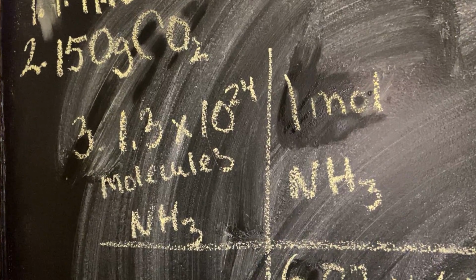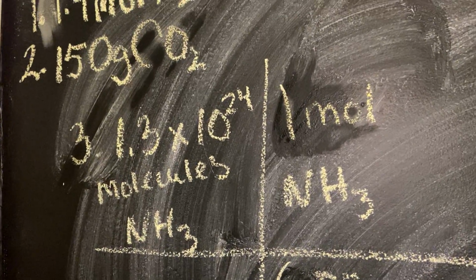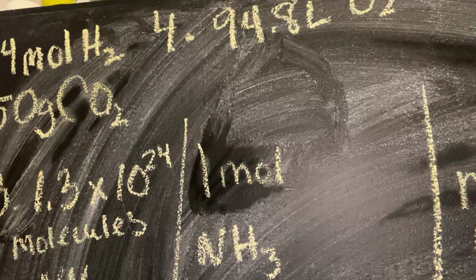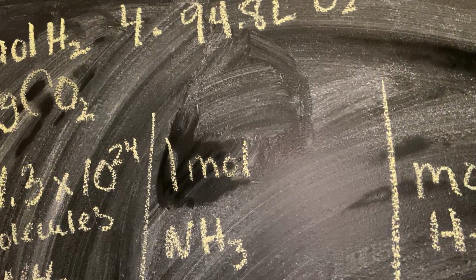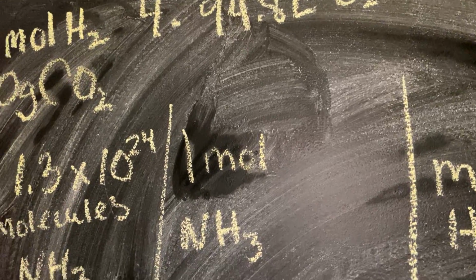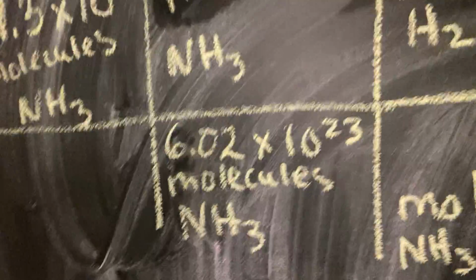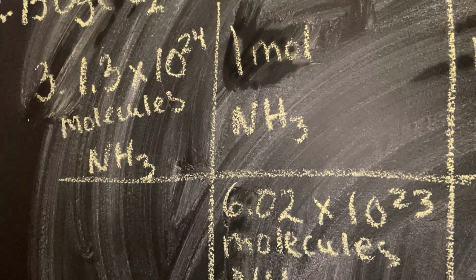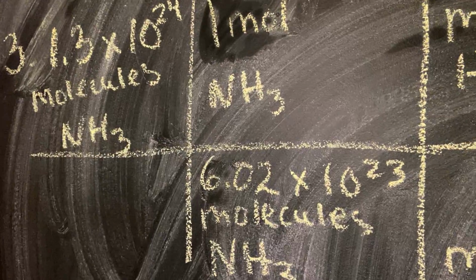Number 2 should be 150 grams of CO2. Number 4 should be 94.8 liters of oxygen. And then I've worked number 3 out here because it has scientific notation in it, and so it gets a little strange.